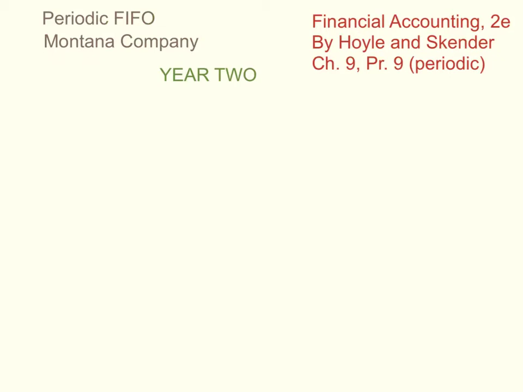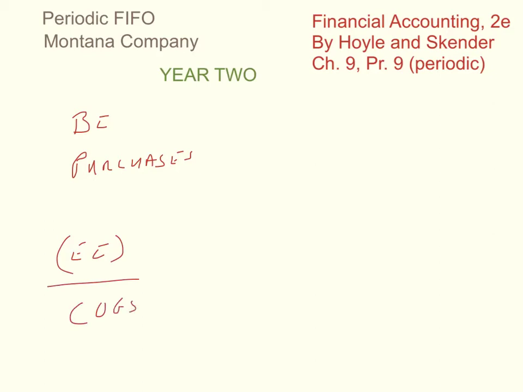Now, let's take the same problem and go to year 2. We still have to do beginning inventory. We still have to have purchases. We still have to subtract ending inventory to get cost of goods sold. The beginning inventory came from last year, so that was the 10,000 units at $8 each, or $80,000. You got that from year 1. That carried over from year 1.